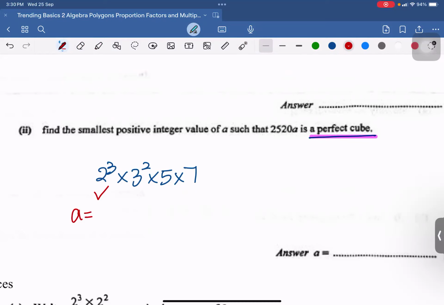Which one is not a perfect cube? 5. 5 is not enough. I want to make it a cube, 5 to the power of 3. 5 to the power of how many? Here there is only 1. I want a perfect cube. 5 to the power of how many? 2. Correct. Then what else?